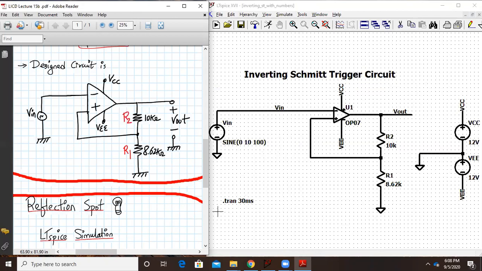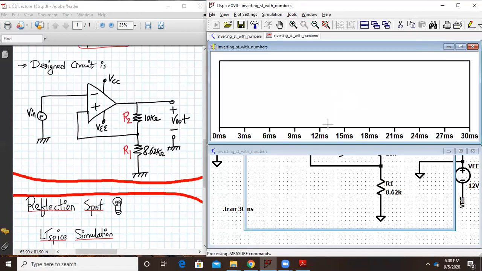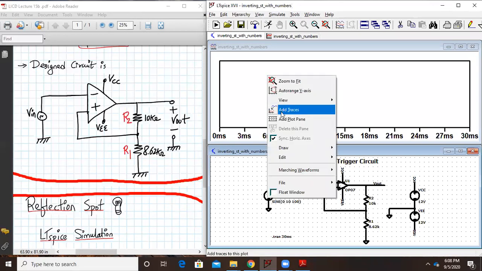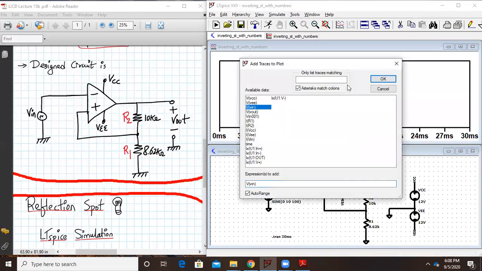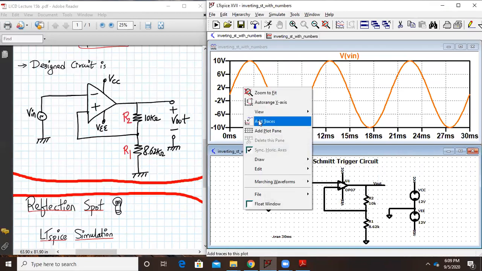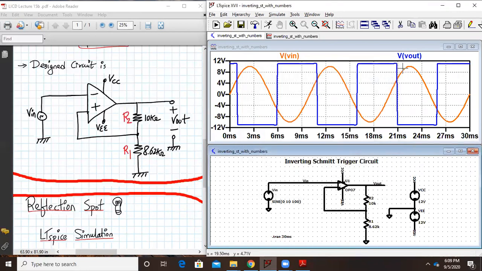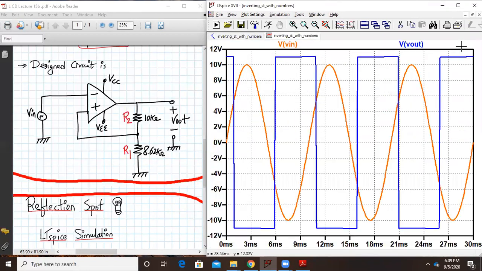So here we have it. The time period, the dot run, we have selected as 30 milliseconds so that we can view 3 waves. So let me simulate this. Okay, so we'll plot the input first. So this is my input, 10 volts peak, and next will be my output. So here is my output. Let us analyze this output now.